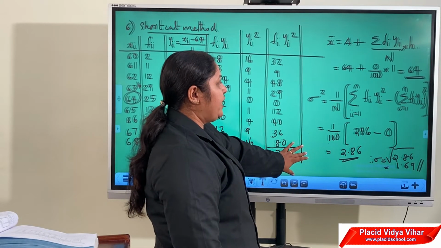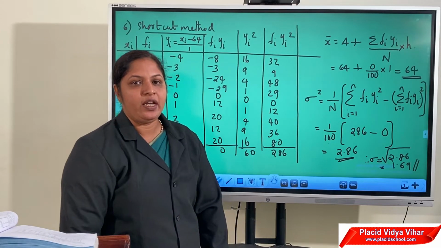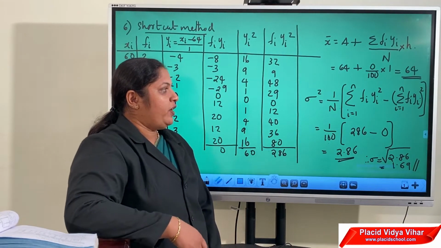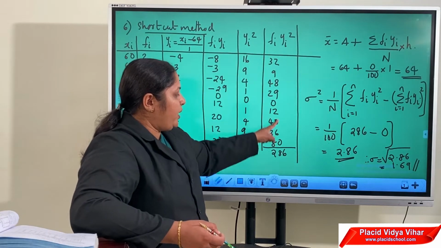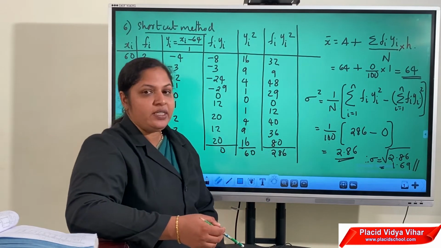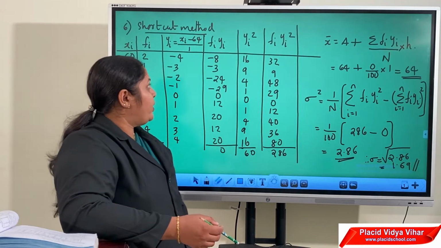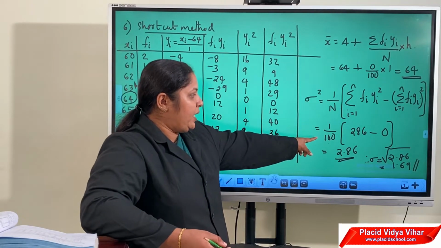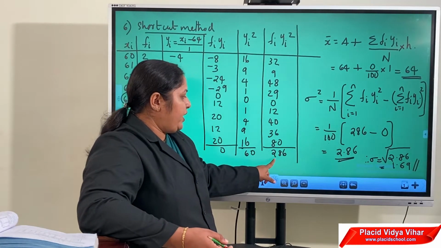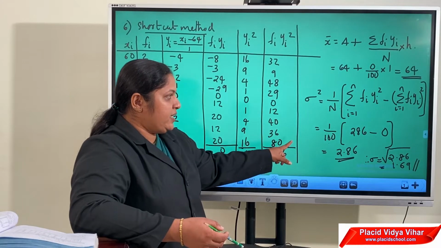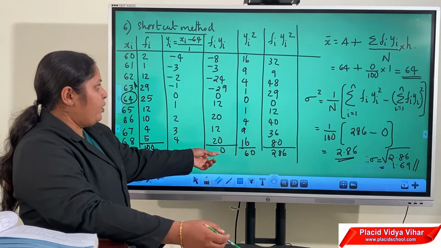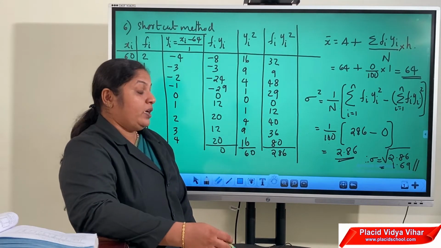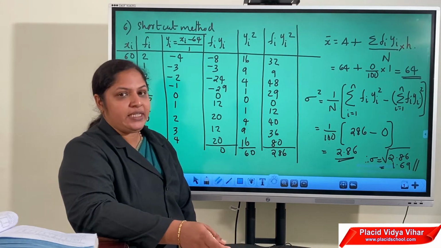Substitute in the formula: variance is equal to 1 by capital N into the sum of i from 1 to n, Fi yi square, minus the sum of Fi yi the whole square. Sum of Fi yi, we have it as 0 here. So when you substitute, 1 by capital N, 1 by 100, Fi yi square, its sum is 286, minus sum of Fi yi is 0, so it is 0. 286 by 100, it is 2.86, the variance.